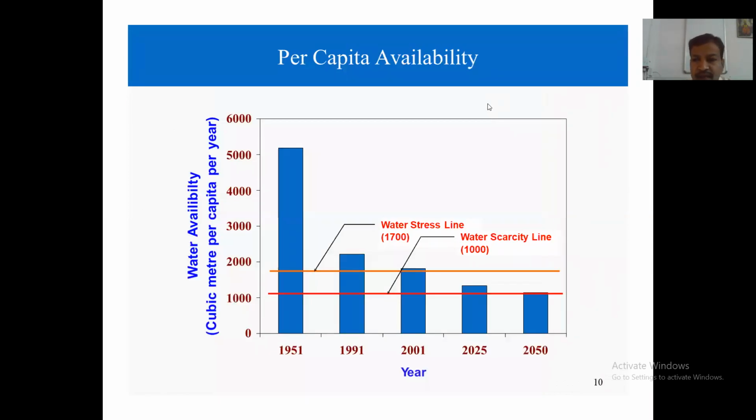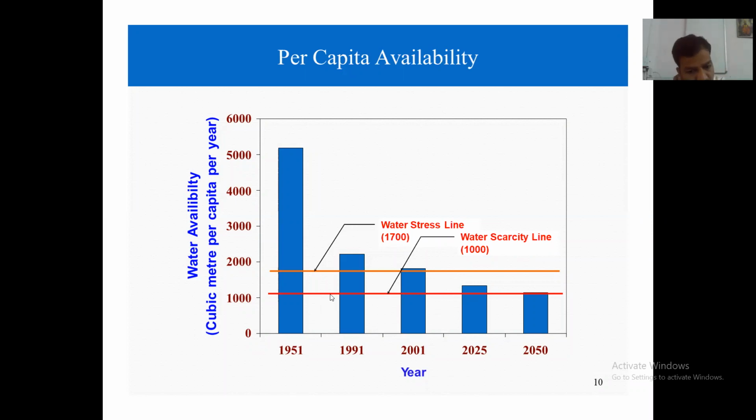Then this graph shows the per capita water availability in cubic meter per capita per year in various years. In 1951, the water availability was higher, more than 5,000 cubic meter. Again, in 1991, it decreased. It is more than 2,000, between 2,000 and 3,000. And again in 2001, it is between 1,000 to 2,000. So in the present situation, it may have decreased in 2021, maybe about 1,000 to 2,000.